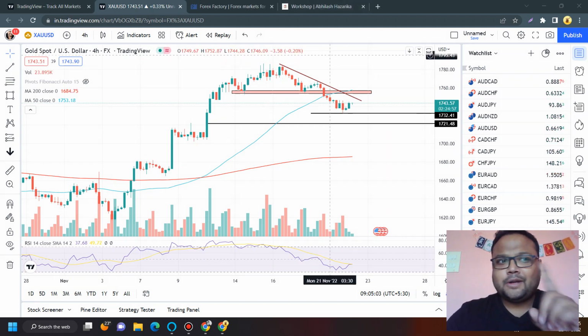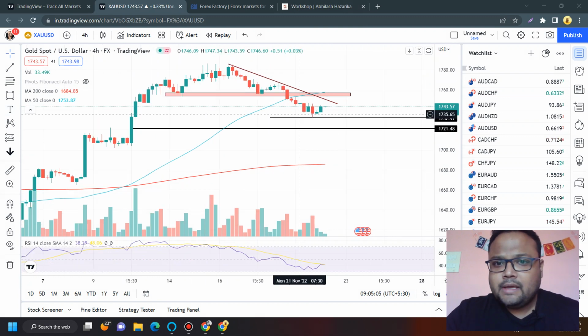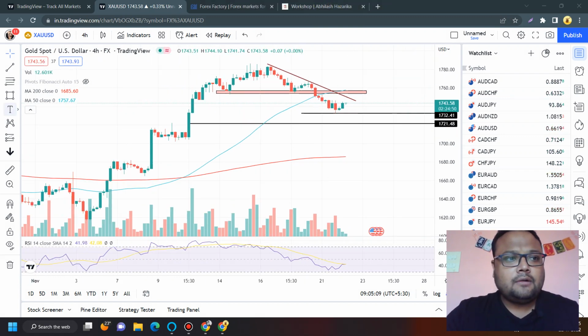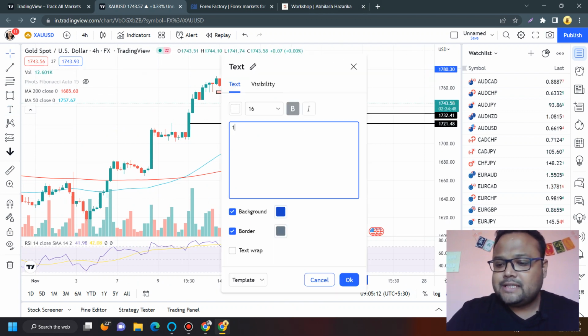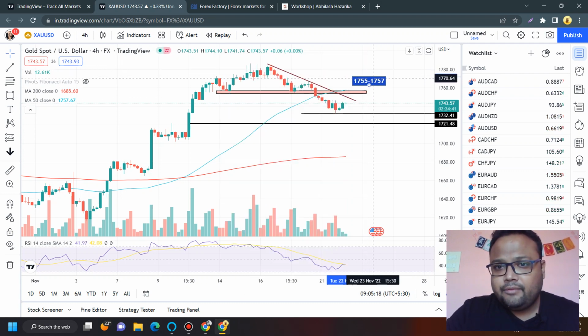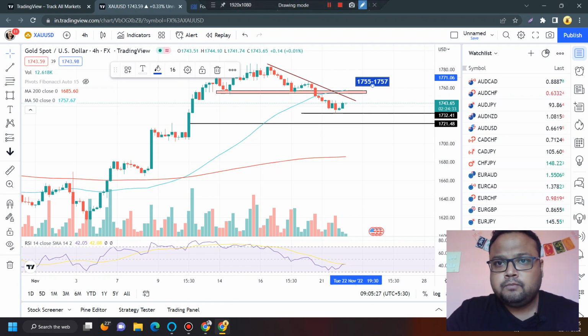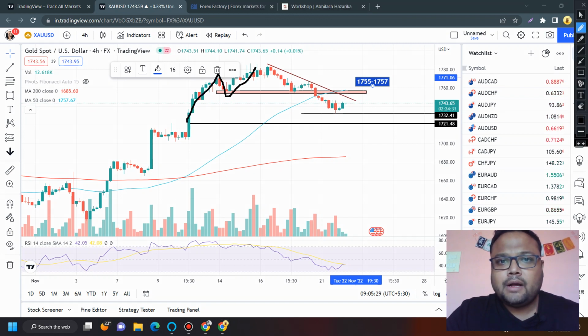No worries, I'll explain one by one. First of all, if the market goes up, from the 4 hour chart we have resistance around 1755 to 1757. These are resistance from the 4 hour time frame. Why? Because you can see that previously around this level the market took support. This was the neckline of the head and shoulder pattern. So we can expect that if the market goes for some recovery, then this time this level will act as resistance.